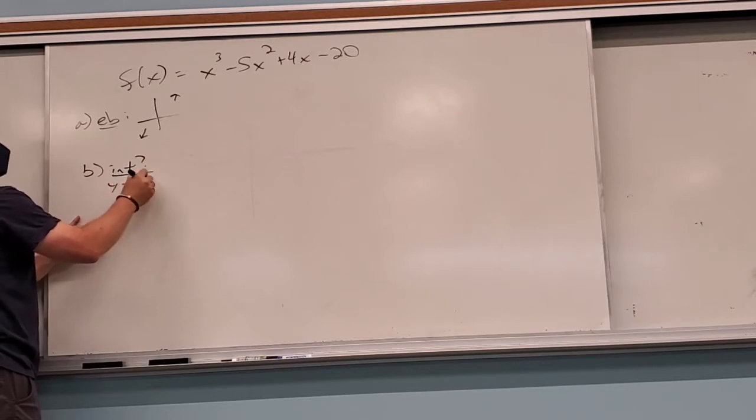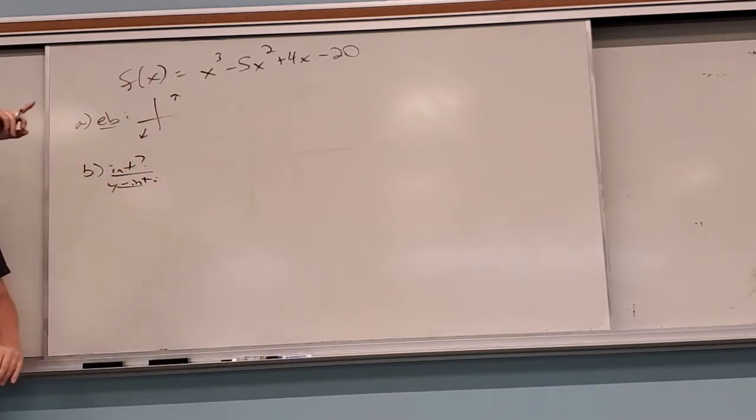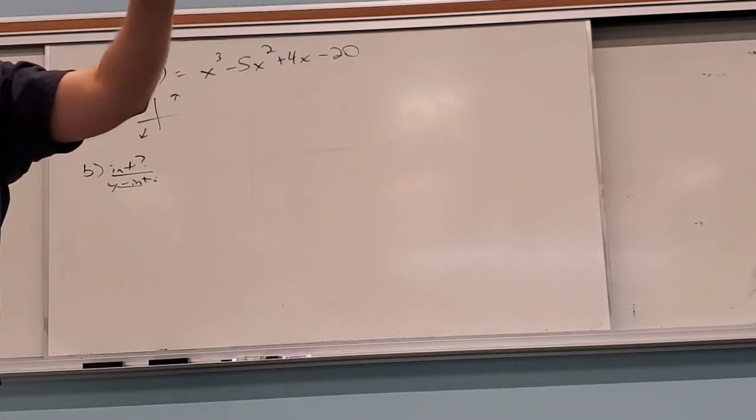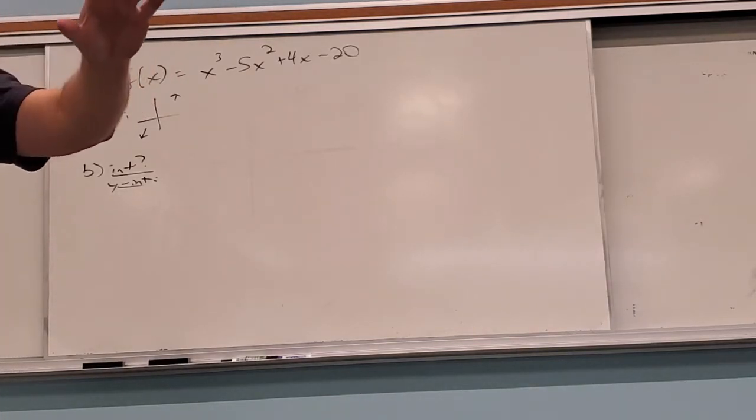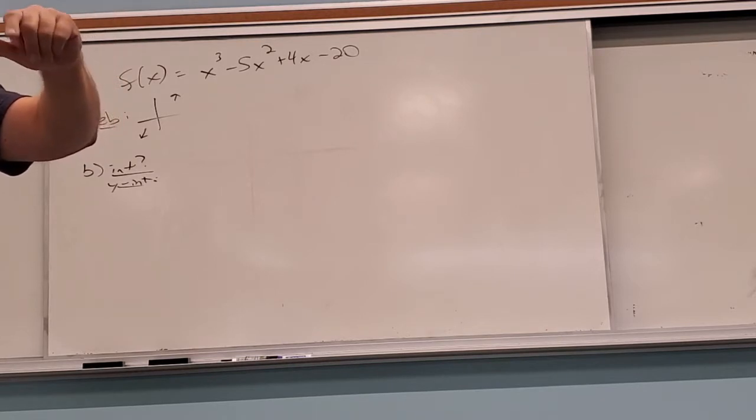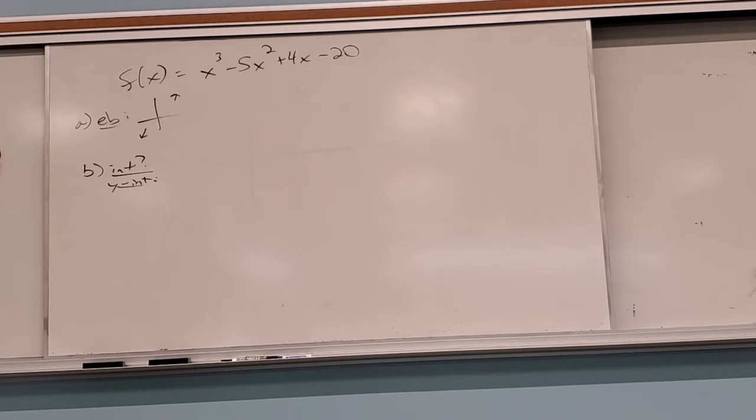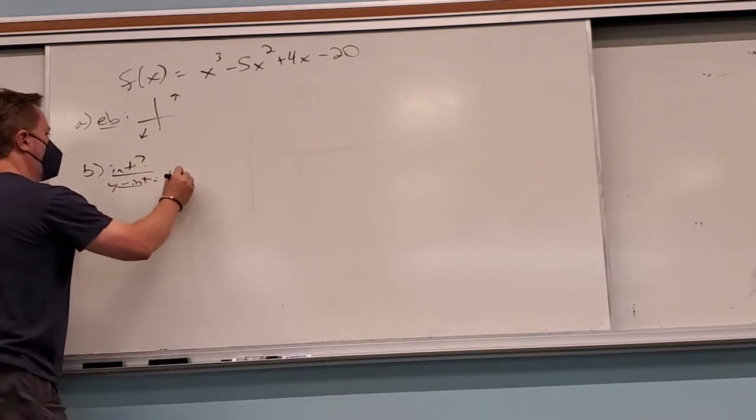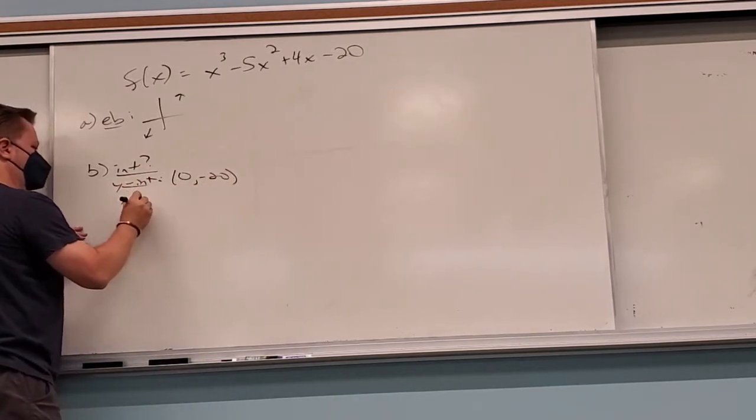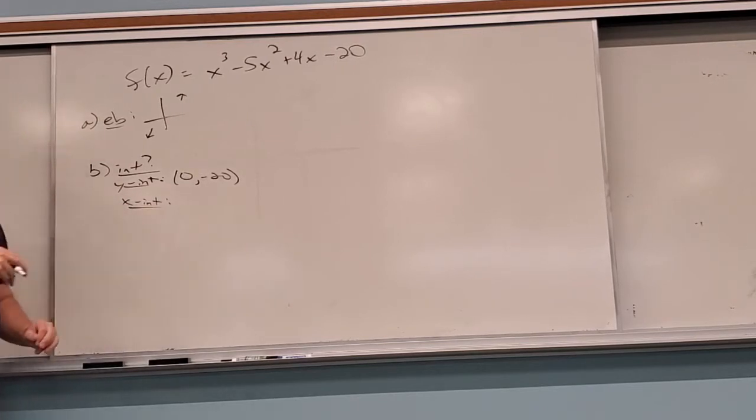Why is the y-intercept crazy easy? Make x 0. And what's the only thing left if I make all the x's 0? Negative 20. That's easy. What's not so easy? How do I find the x-intercepts? Factor. I love it. So one of the first things you're going to have to do is to factor what I give you.